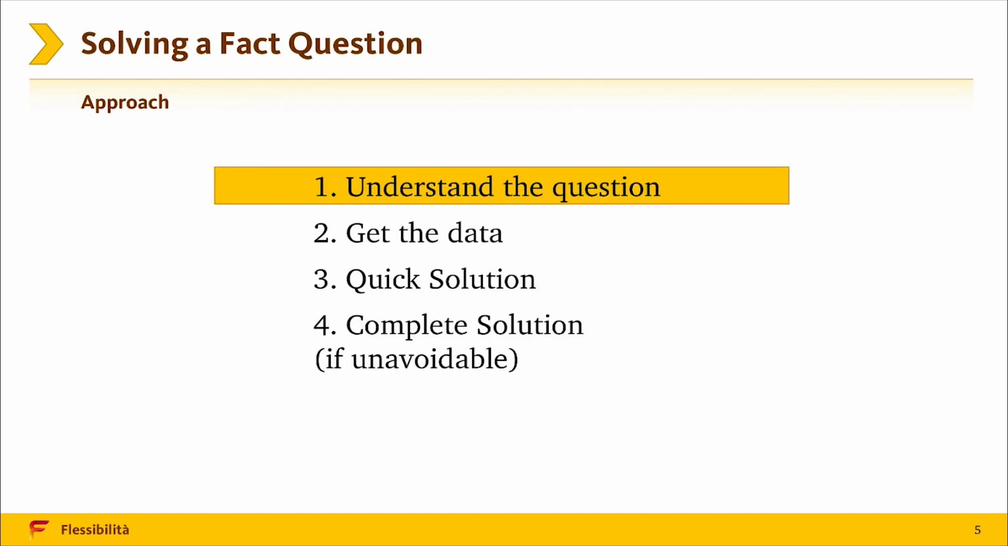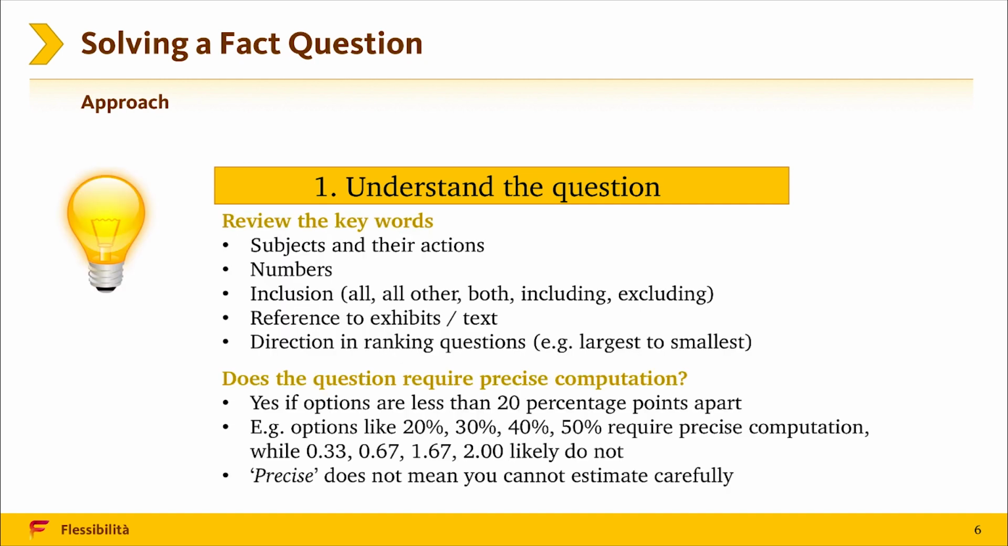The algorithm we will use for solving questions of fact type has 4 steps. Understand the question, get the data, try to find a quick solution, and go for a complete solution if absolutely necessary. At the first step, we need to understand what question we have to answer. The tricks of most questions lie in details rather than computational complexity. So pay attention to the details, subjects and their actions, numbers, references, and directions.